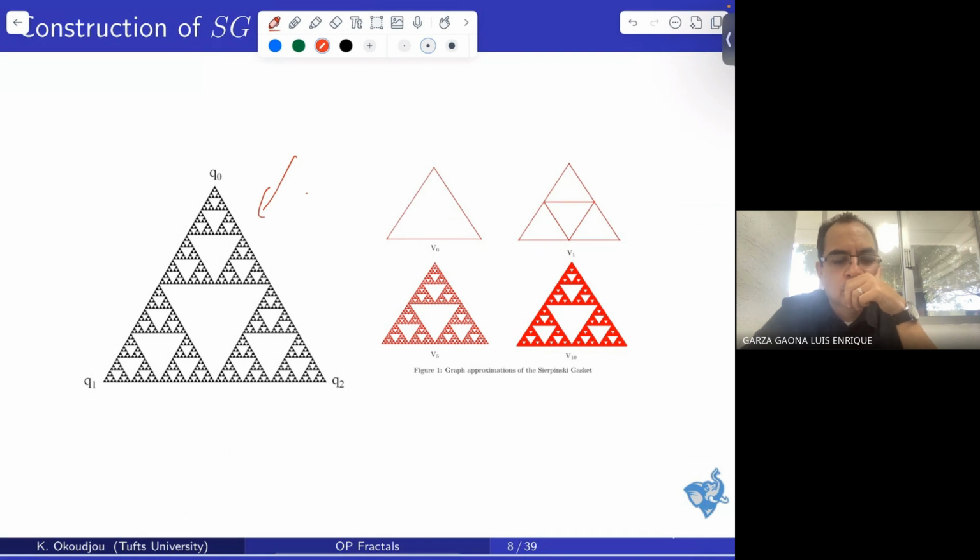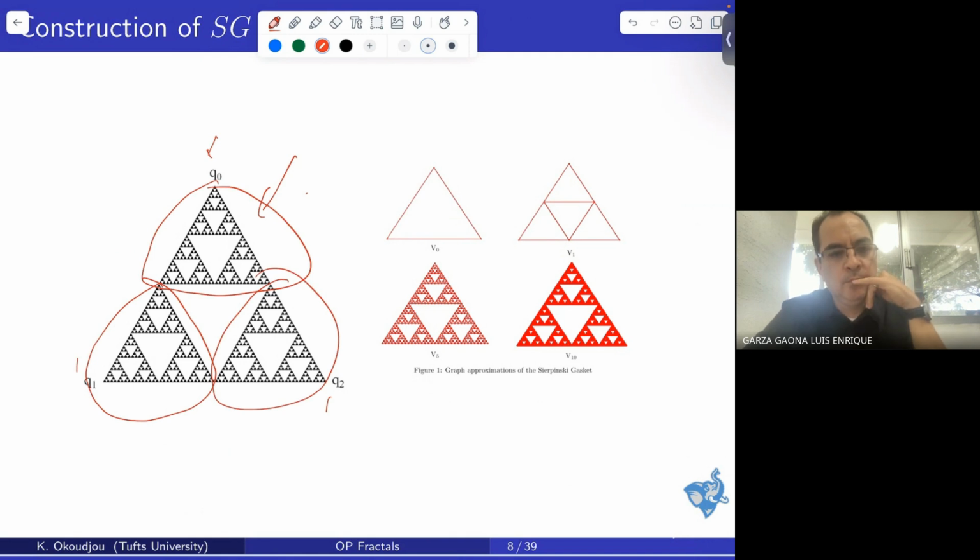I start from an equilateral triangle of vertices Q0, Q1, and Q2. I apply these 3 iterations. When I apply the first one, I just reduce my whole thing to this upper triangle. When I apply a second time, I reduce it to this. And then when I apply a third time, I reduce to this. And then I iterate this process over and over again. And in the limit, what I get is called the Sierpinski gasket.